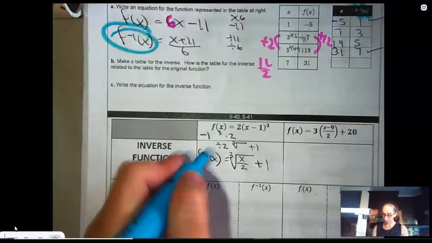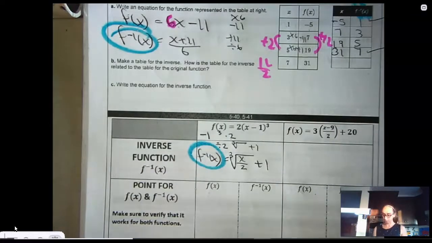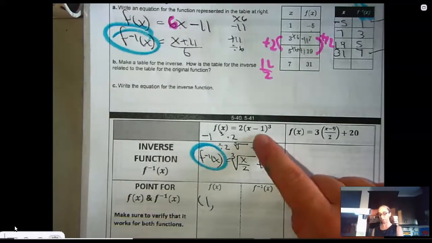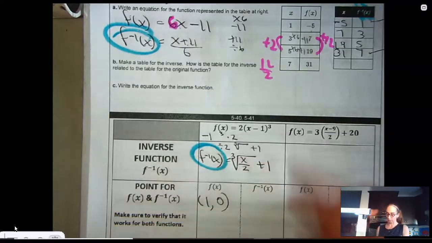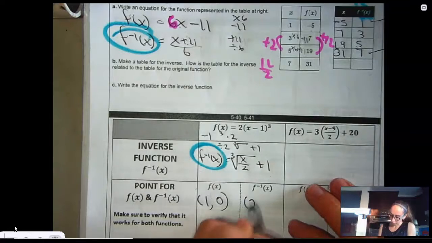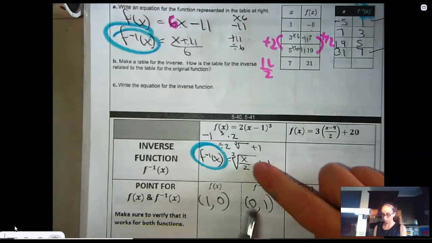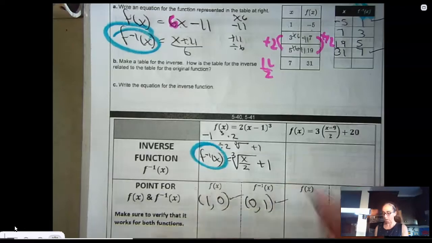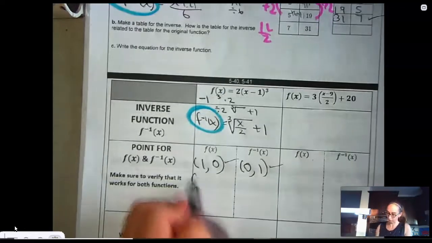Hopefully I'm doing it right. How could I check it? I could pick a point. So I'll pick the point 1 for my f of x. 1 minus 1 is 0. Anything times 0 is 0. So then I should be able to do 0, 1, and maybe it should work. 0 divided by 2 is 0. The cube root of nothing is nothing, plus 1 is 1. Maybe I got lucky. Let's check.